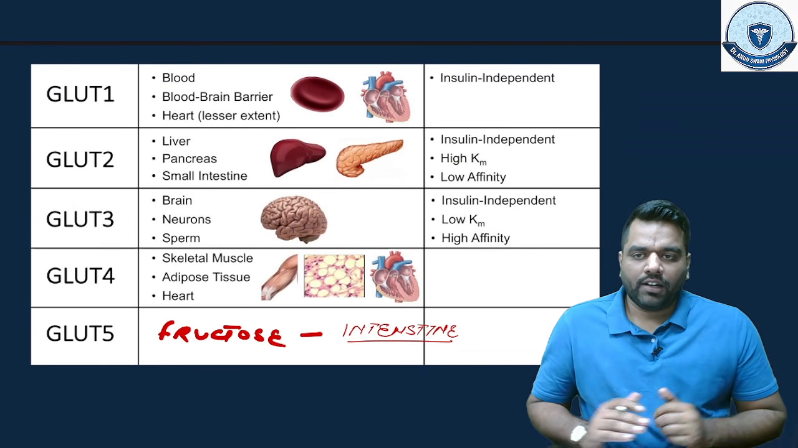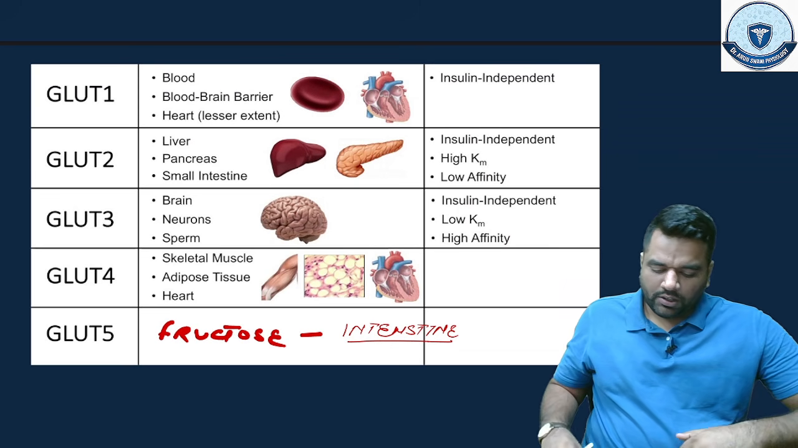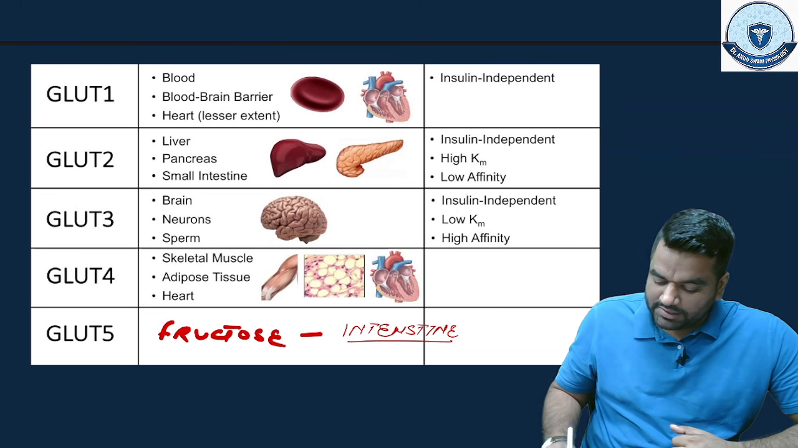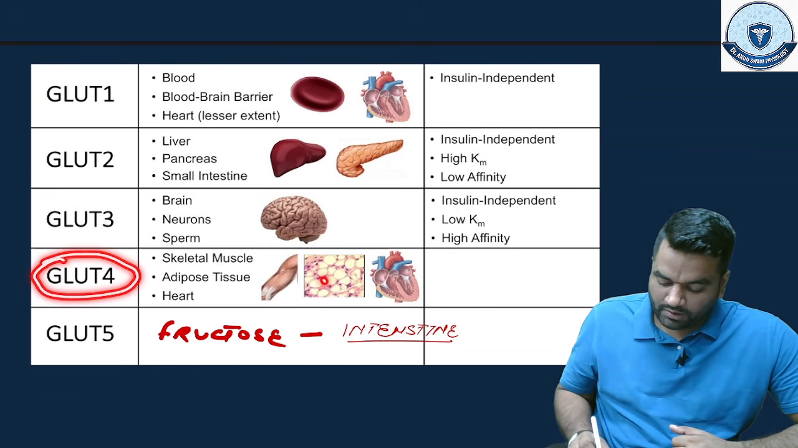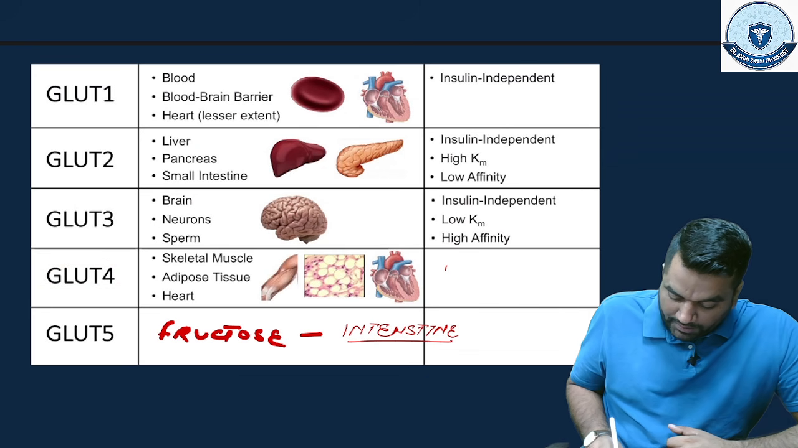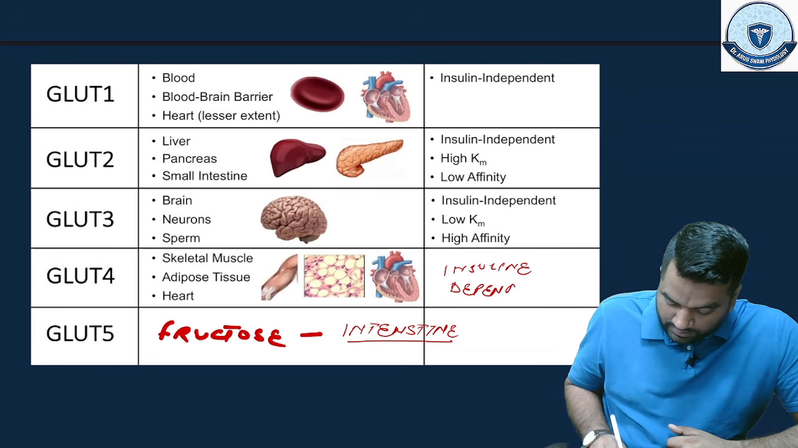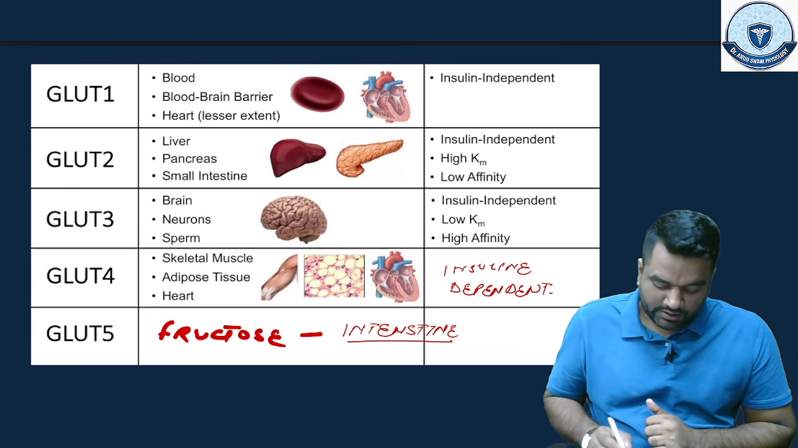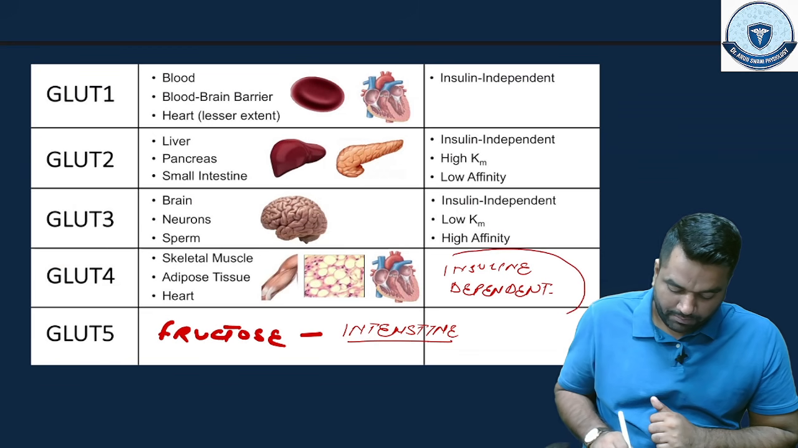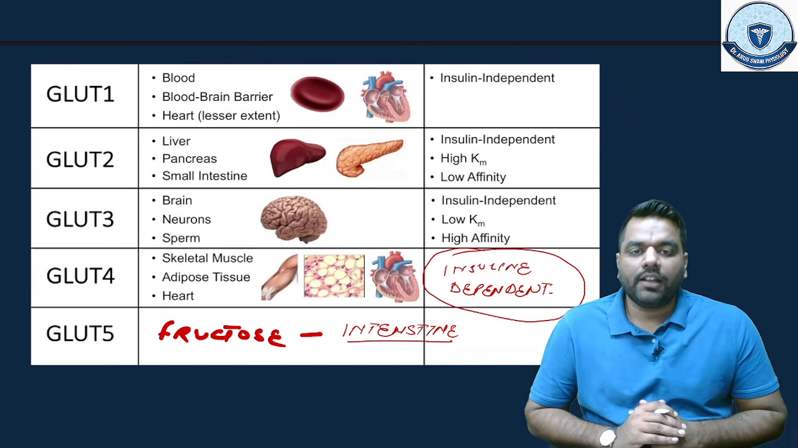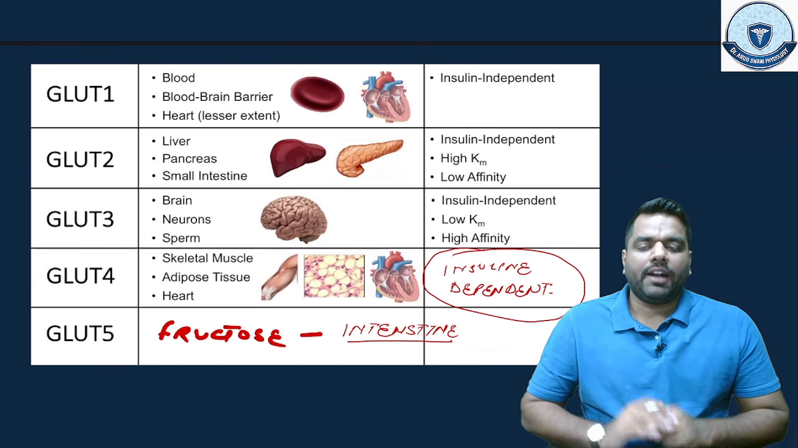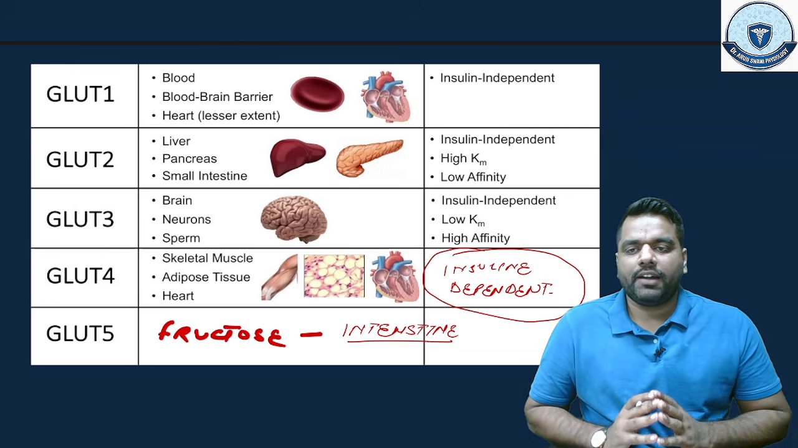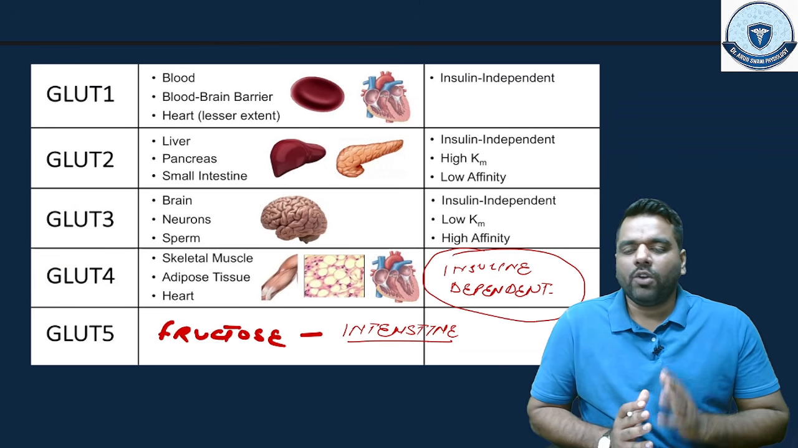Now please pay attention. Out of all the GLUTs, only GLUT4 is actually insulin dependent. Rest all are insulin independent. So this is the catch which you have to remember, that GLUT4 is insulin dependent and the rest are insulin independent, meaning they do not require insulin for their functioning.